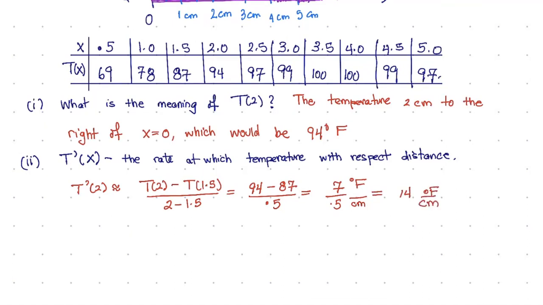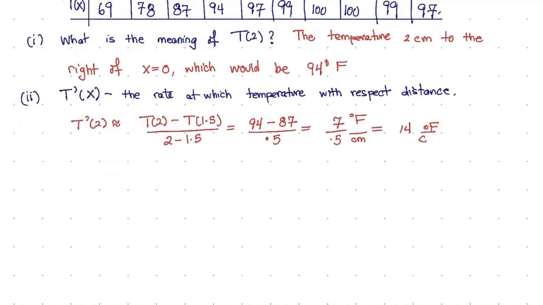This is an approximation around 2, but this is not the only approximation that we could do. This is a backward approximation, starting at 2 and going backwards to 1.5. We could also say, for example, that we start at 2.5 and go backwards to 2, and that would also give us an estimate of what the derivative is close to 2.